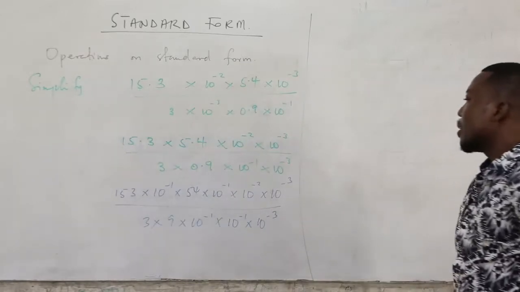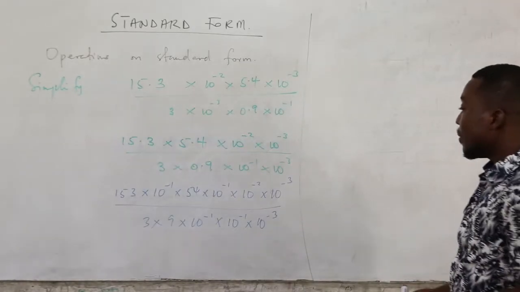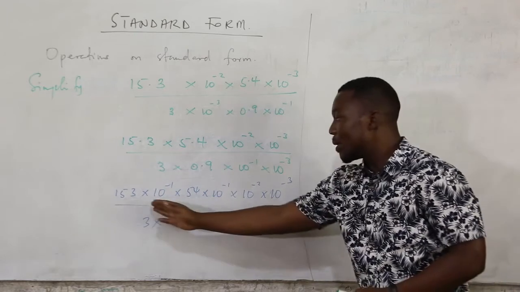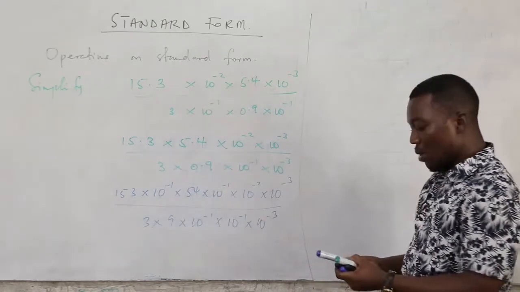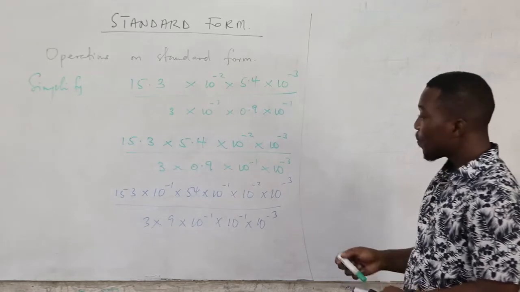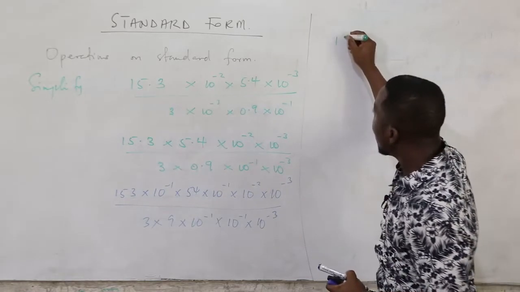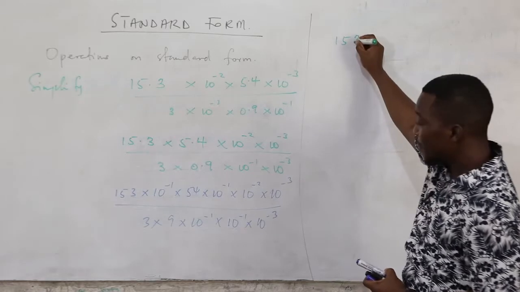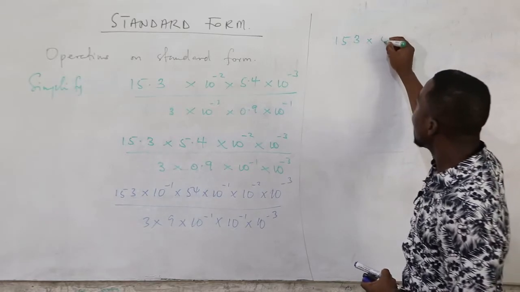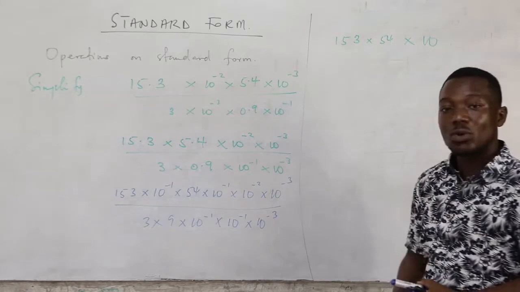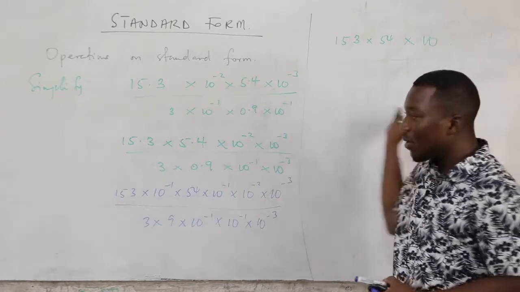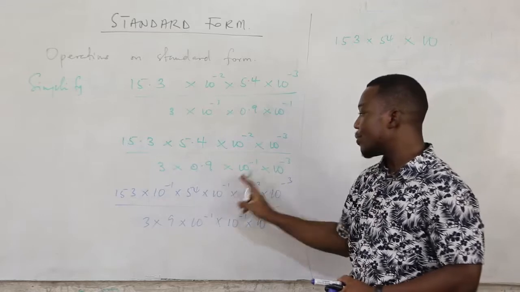All right. Now we are going to write the whole numbers here. This 10 is now in their midst. We are going to write them together. So I'm going to write 153 times 54. And I'm going to write only one of the 10s and then add all the powers. 1, 2, 3, 4.